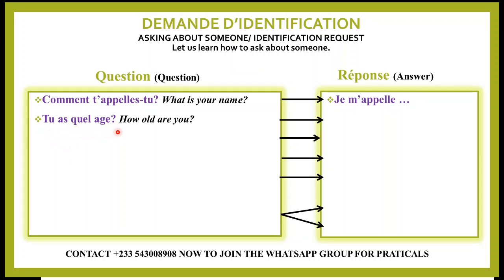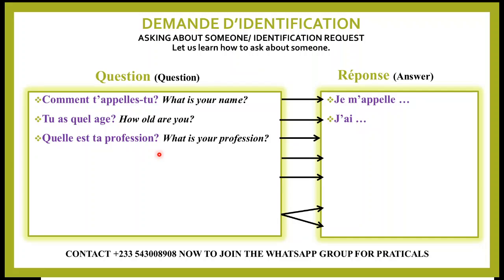Tu as quel âge? How old are you? J'ai. How do you say your age in French? So j'ai and you add your age.